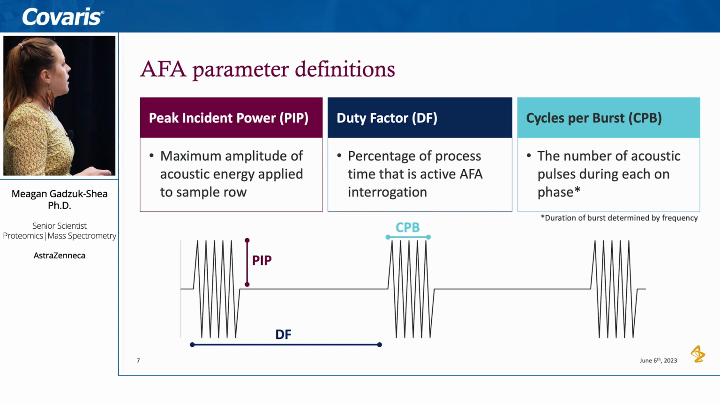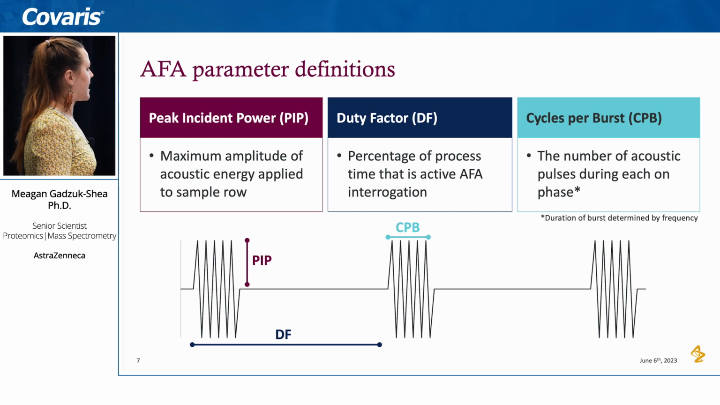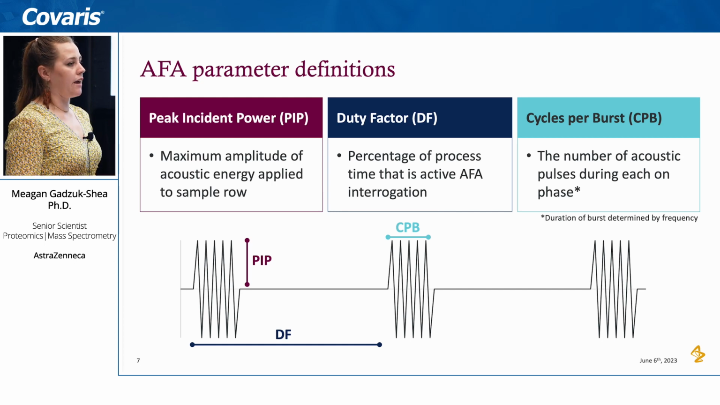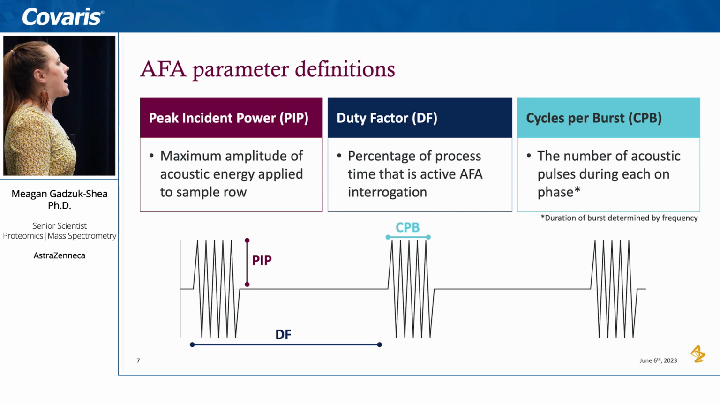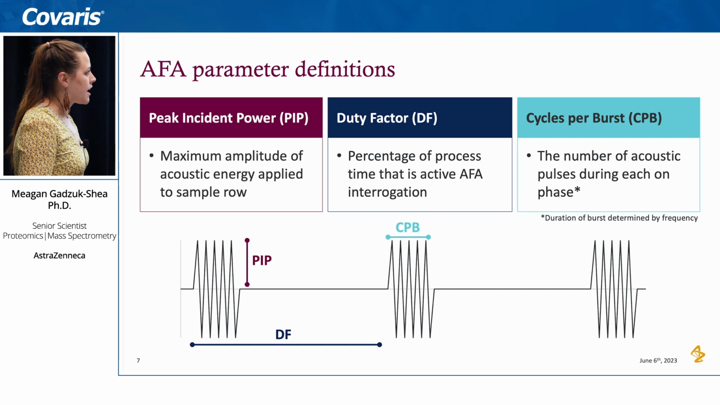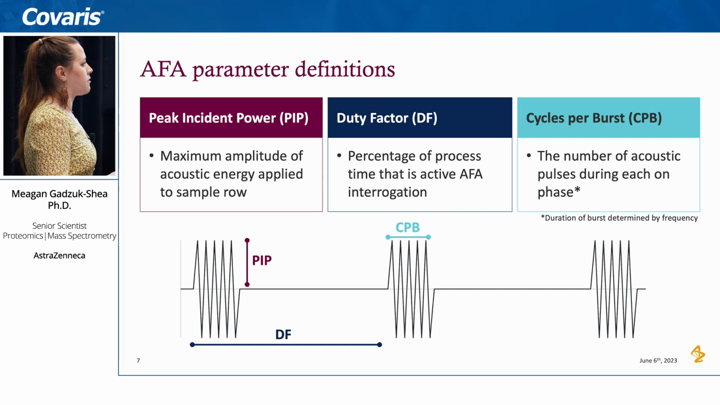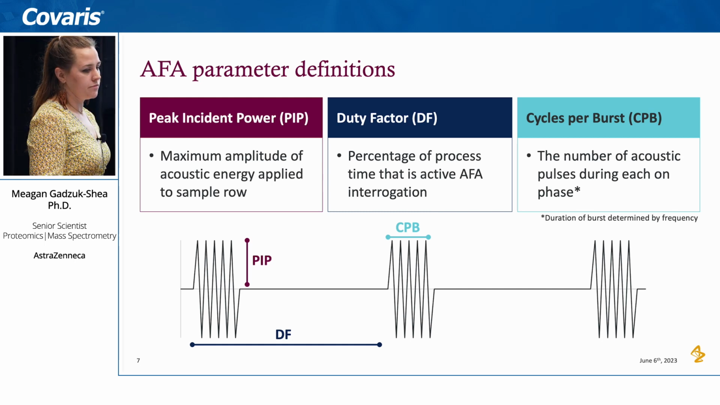The duty factor is going to be how long the sample is actively treated with the acoustics during a single cycle. So here, this is approximately a 25% duty cycle in this representation. And then the cycles per burst, that's going to be how many acoustic waves we hit our samples with at this PIP within each burst of treatment. And the duration of these cycles or bursts is going to be determined by the frequency of the treatment.